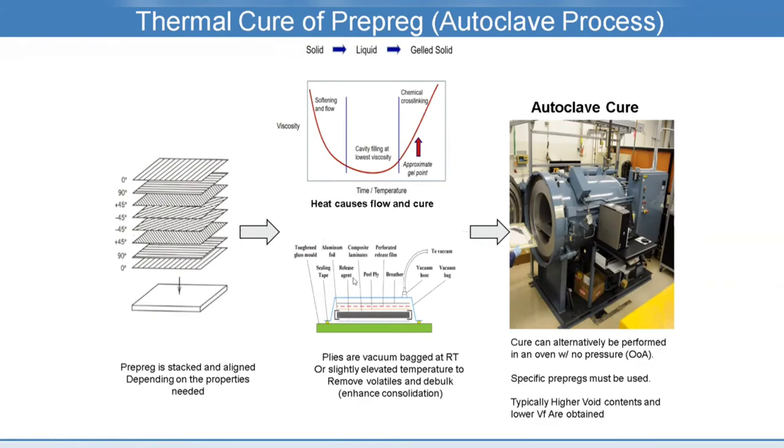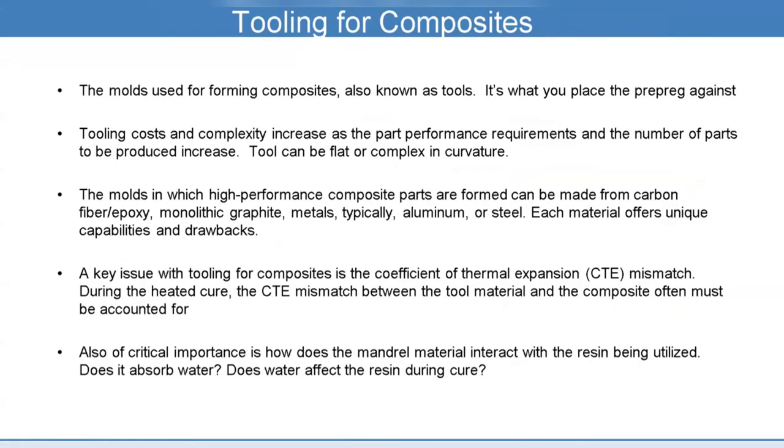So once you have this put together in a vacuum bag environment, you can shove it into an autoclave, which you can see on the right-hand side. And the cure can alternatively be performed in an oven, or with no pressure, or with no pressure and no oven. But at least vacuum bag, because that's going to remove the trapped air. Specific prepregs must be used for these autoclave processes. And typically, autoclave could result in higher void content and lower fiber volume fraction when that occurs.